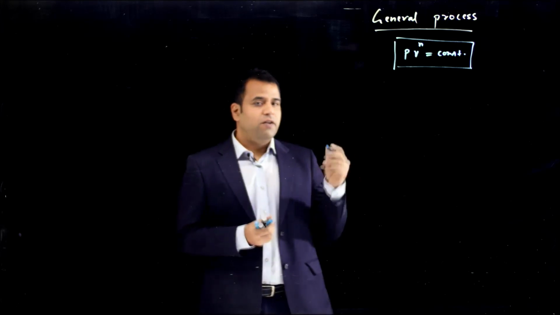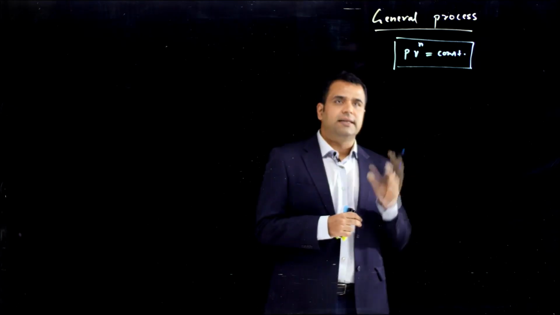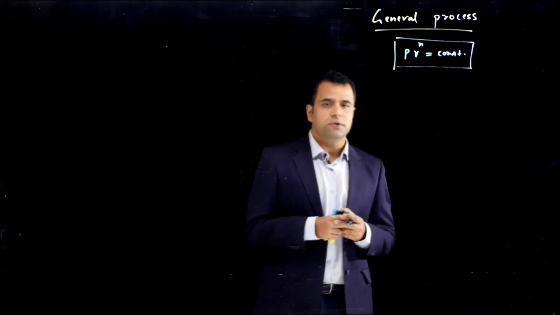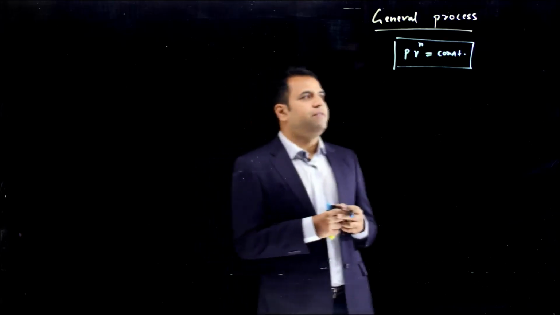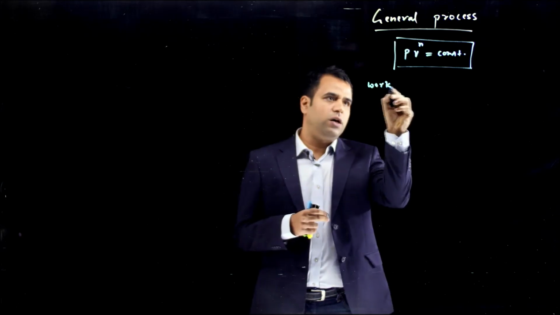Okay, so here we'll get those formulas first. PV^n is a constant. This is a general process we have defined. The n can be any real number. The first thing we want to calculate with this process is the work done by the gas.